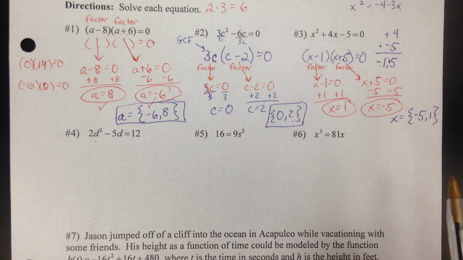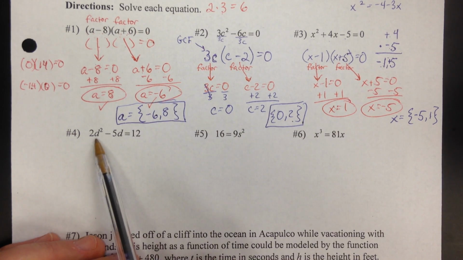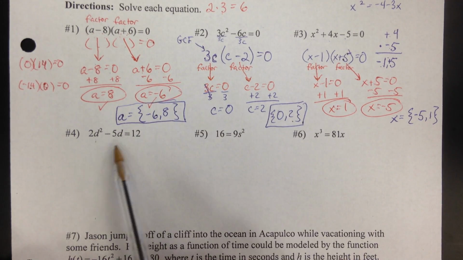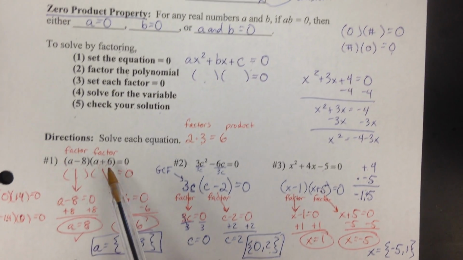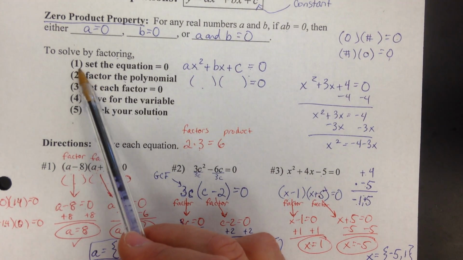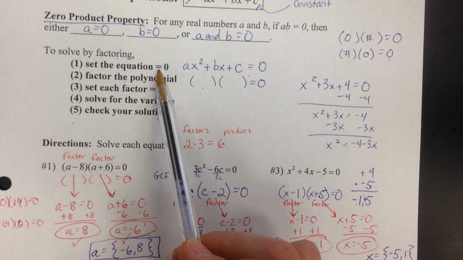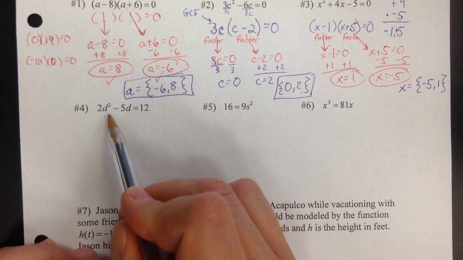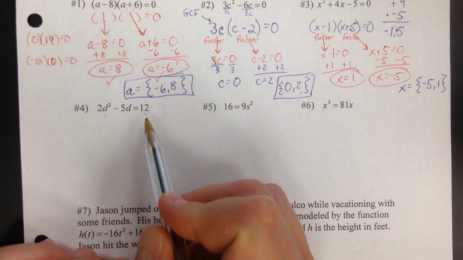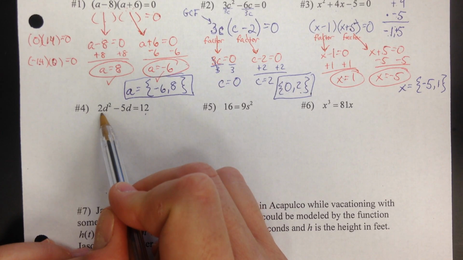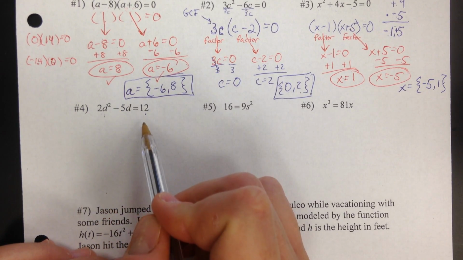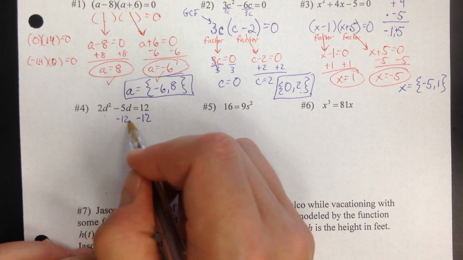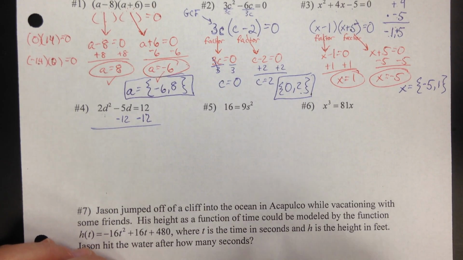All right, number 4. 2d squared minus 5d is equal to 12. Before you start factoring, let's come back up here. The first step is to set the equation equal to 0. Before you start moving things or factoring things, we have to have this whole thing equal to 0. Now, I could move 2d squared minus 5d to the right side. What's going to be easier in this case is to move the 12. So I'm going to subtract 12 from both sides.